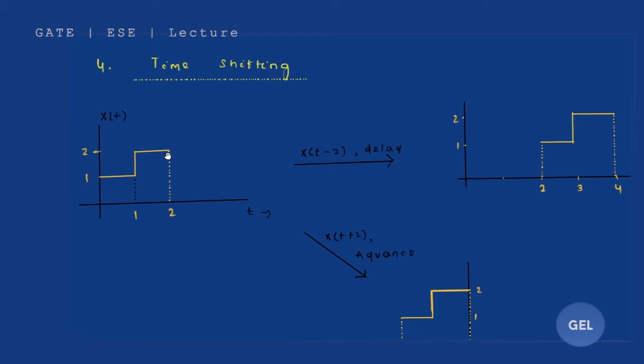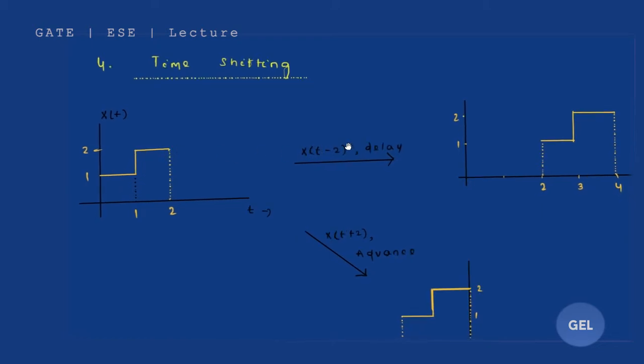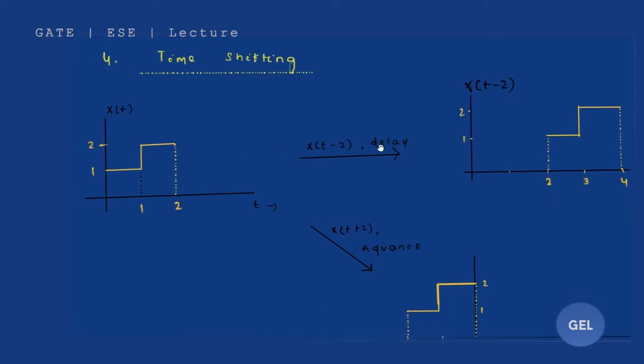Now if you want to do shifting, that is x of t minus 2, that means instead of writing x of t, I want to draw x of t minus 2. Listen to this carefully. If you want to do this, you always choose the first point of this graph. What is the first point? This is the first point.